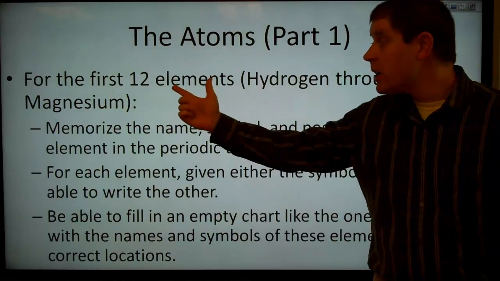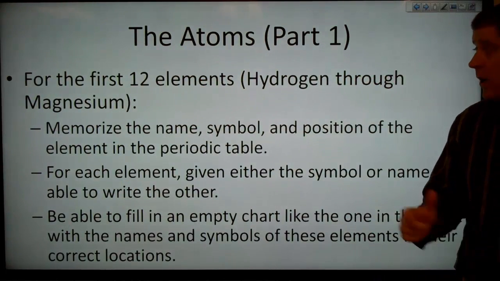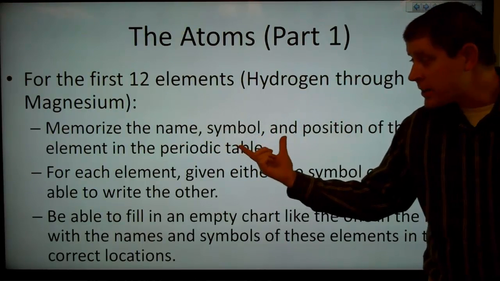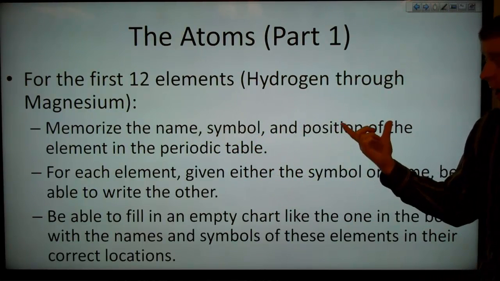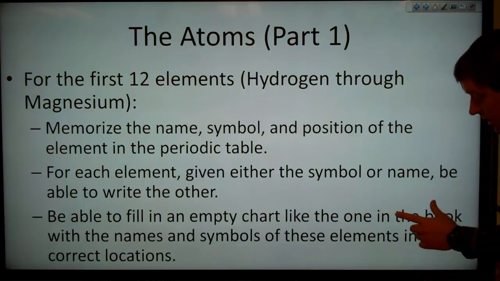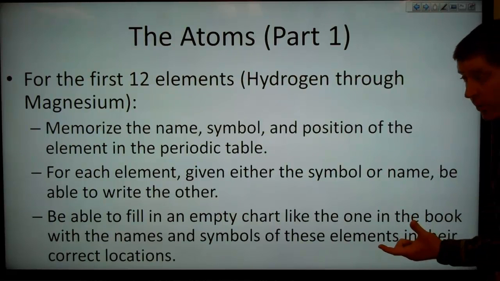So the first part is to learn the first 12 elements. So this is hydrogen through magnesium. You need to memorize the name, memorize the symbol, and position of the element in the periodic table. For each element, given either the symbol or the name, you should be able to write the other one.